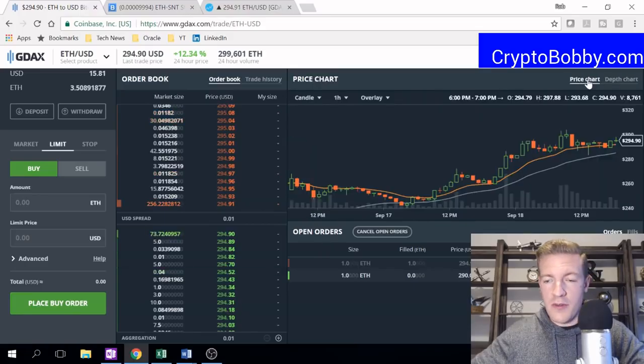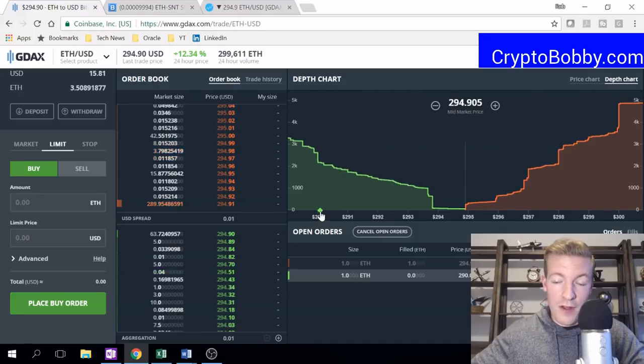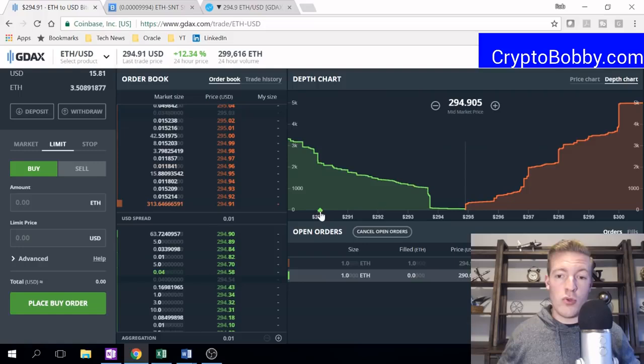And we can see here on the depth chart too. So I was on the price chart with Ethereum, but we can see here on the depth chart that my order, this little green diamond right here, that's actually where my order is and where it will be filled if Ethereum dips back to that rate. And I will buy Ethereum at that number. So I'll leave that there.